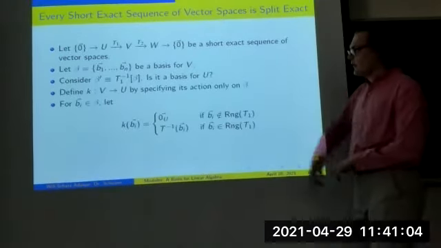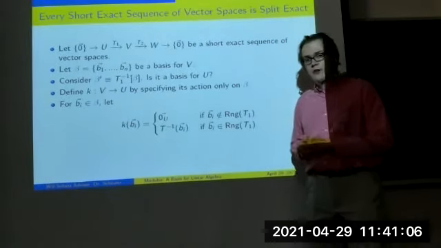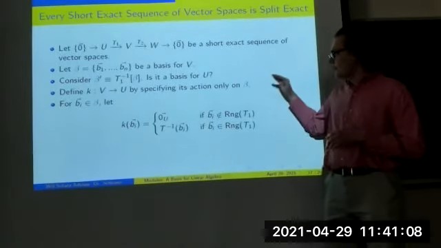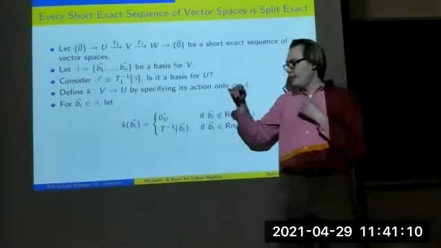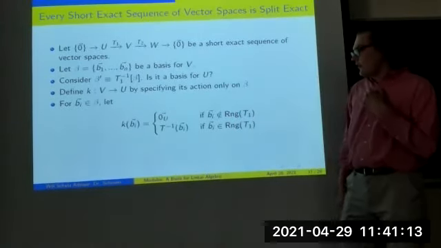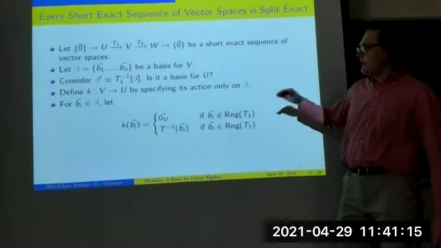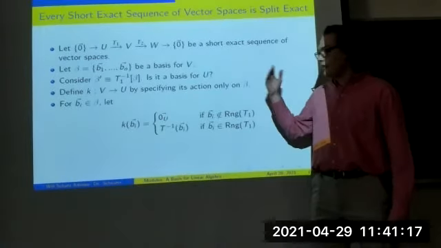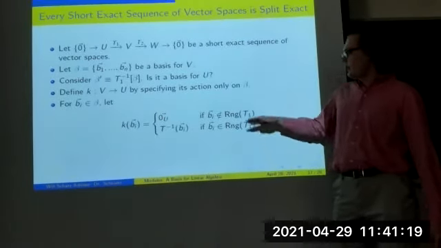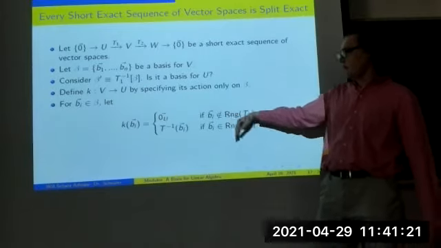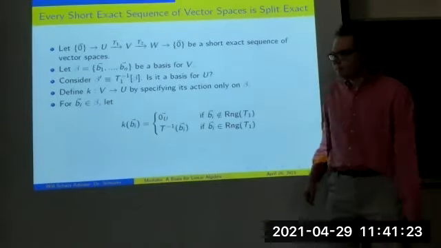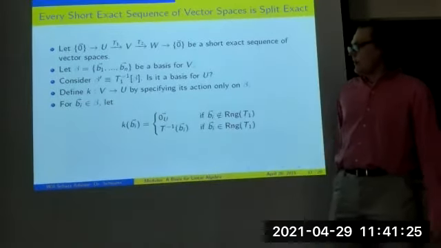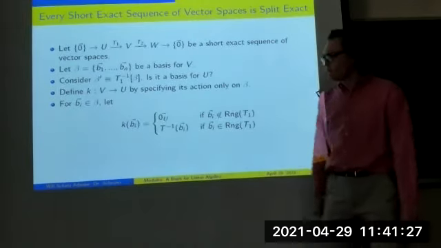And so we're going to do a standard thing in linear algebra, define a linear transformation by specifying its action only on a basis, for V in this case. We're just going to look at whether this basis vector in beta, which is in V, is in the range of T1. If it's not, then we're just going to map it to the 0 vector in U. If it is in the range, we'll map it to its unique pre-image.